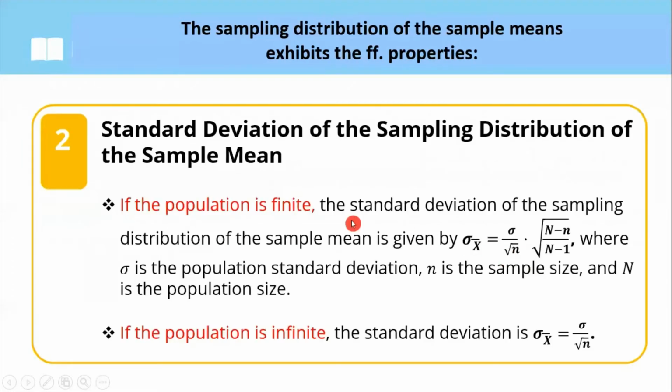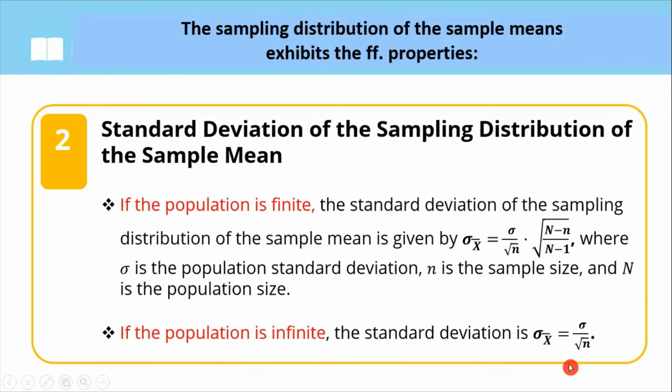Okay, now let's proceed to the standard deviation. The standard deviation of the sampling distribution of the sample mean is also known as the standard error. We have two cases here, or two formulas to use. First is if the population is finite. Finite means fixed. Okay? We will be using this formula where the small letter sigma is the population standard deviation, small n is our sample size, and the capital N is the population size. But if the population is infinite, the standard deviation is given by this formula.